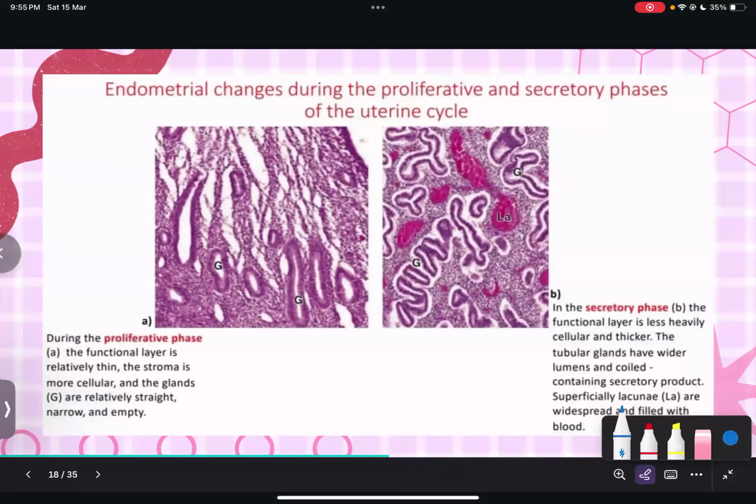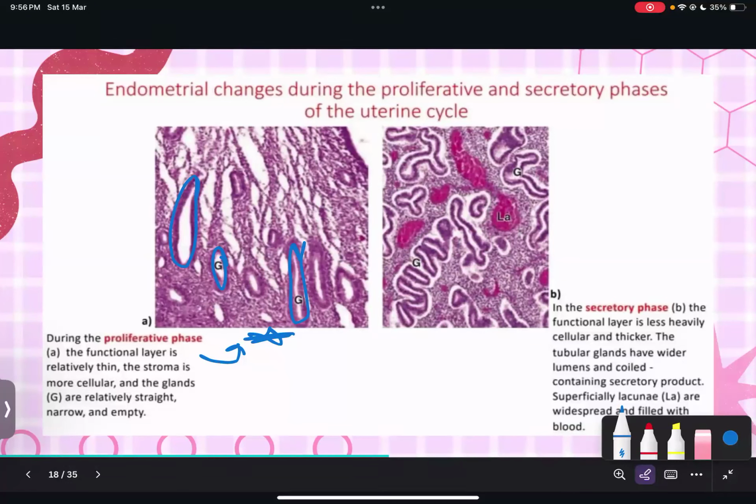So the first picture here is the proliferative phase, as you can see. So we can see that the functional layer is relatively thin, the stroma is more cellular, and the glands are straight, narrow, and empty. Okay, so here are the glands. They're straight, they're narrow, they're empty. Okay, and it's not like the stroma is more cellular.